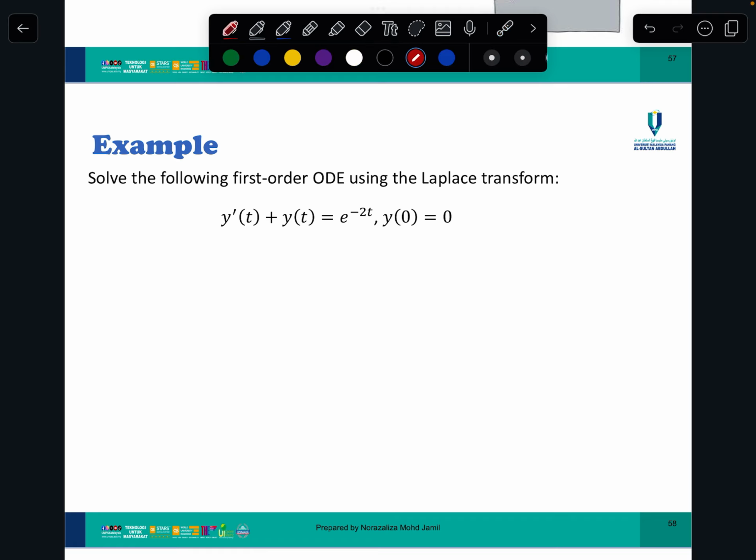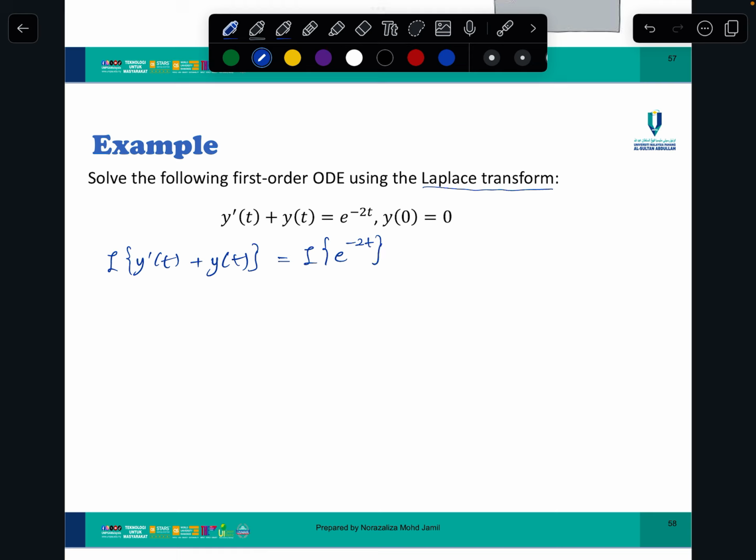So the first step, since the requirement is to use Laplace transform, you have to apply Laplace on both sides of the differential equation. So it becomes Laplace of y'(t) plus y(t) equal to Laplace of e^(-2t).